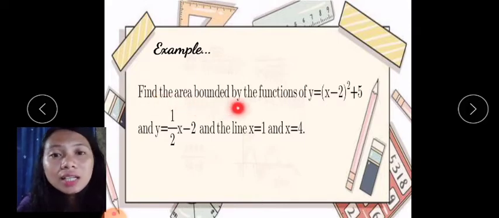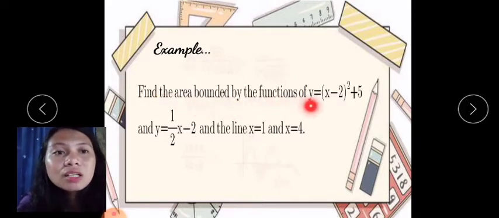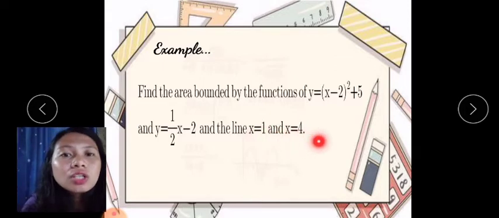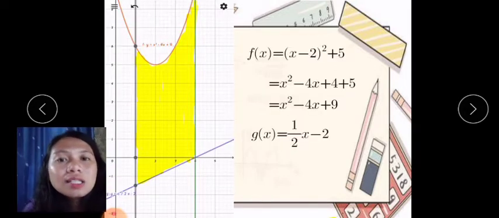Find the area bounded by the functions y = (x - 2)^2 + 5 and y = 1/2 x - 2, and the lines x = 1 and x = 4. So this is the graph of our example number 1.